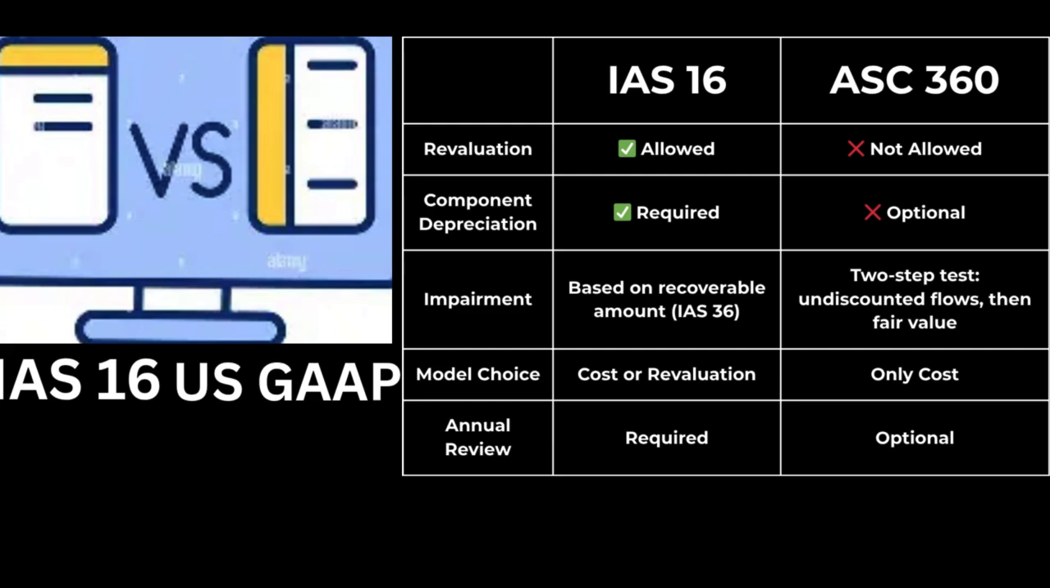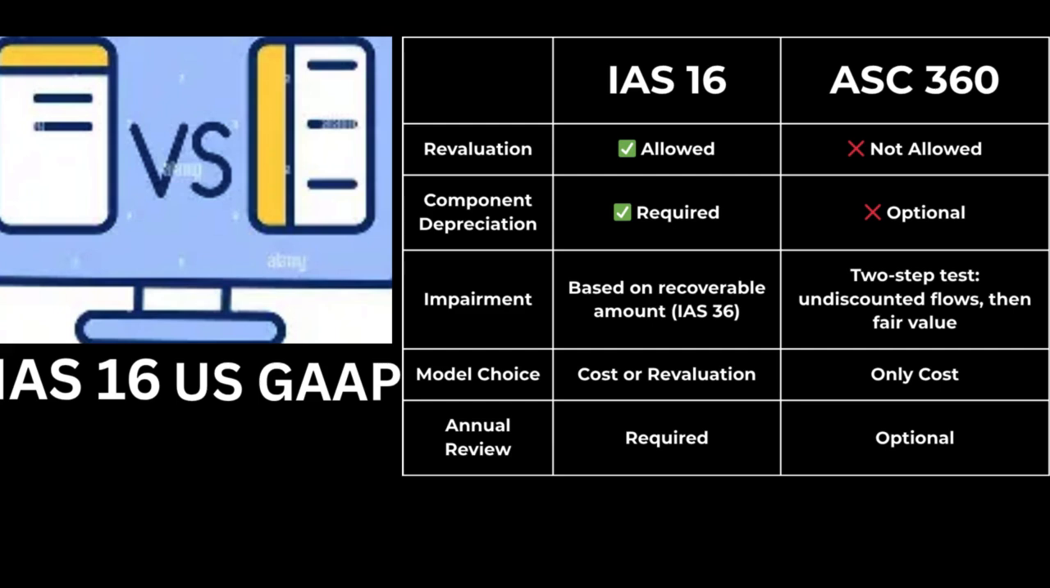When parts of an item of PPE have different useful lives or consumption patterns, they must be depreciated separately under IAS 16. While, according to US GAAP, the same treatment is acceptable, it is not mandatory. Most entities depreciate the asset as a whole.